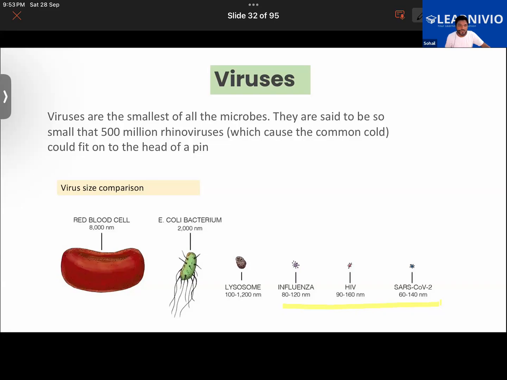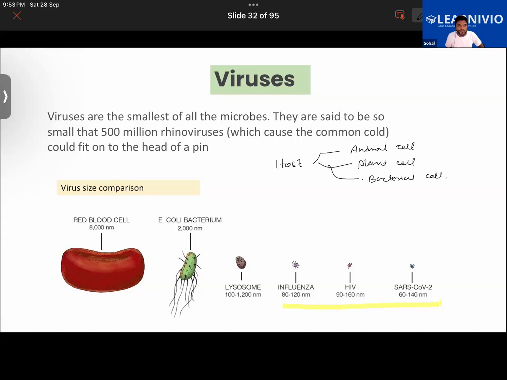What will be the host organism for the virus, Ramesh? Could be any animal cell, plant cell, plus bacterial cell also. That is the thing.